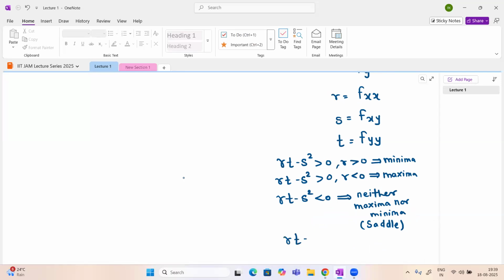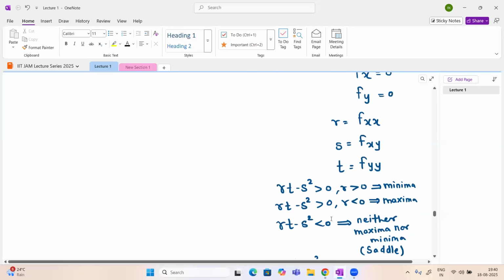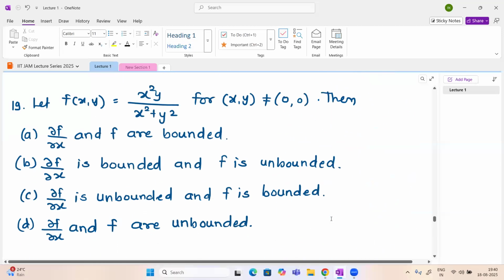And if RT minus S square is equal to 0, then we say the test fails. That means this test is not applicable here. You need to use another method to solve the same problem. So in our list, we have many problems of maxima and minima.